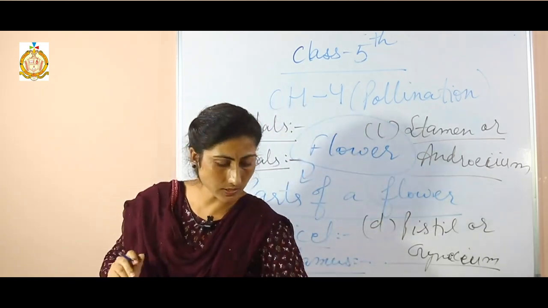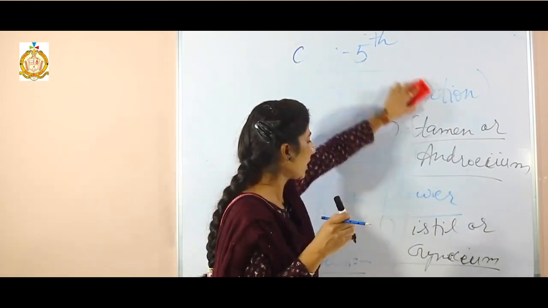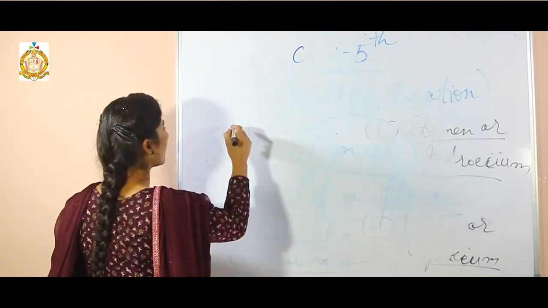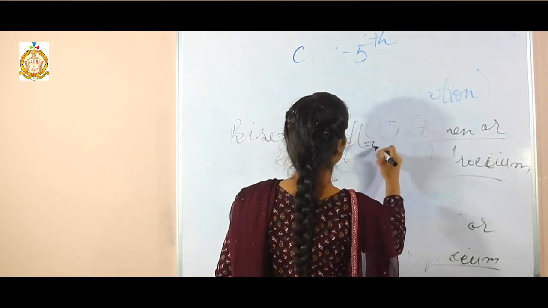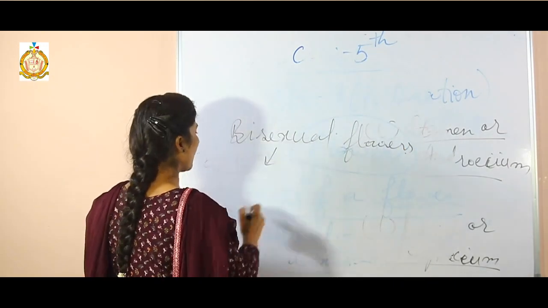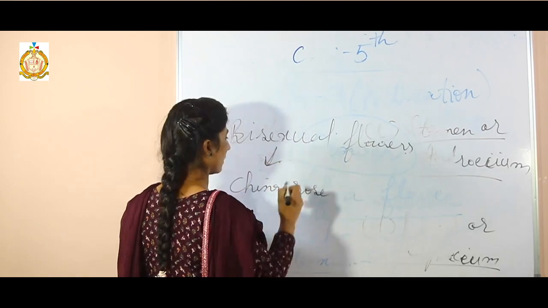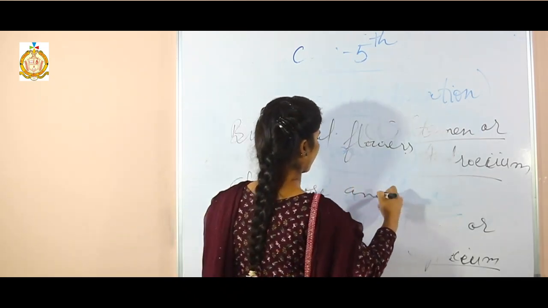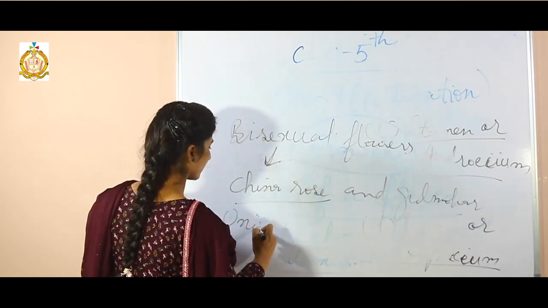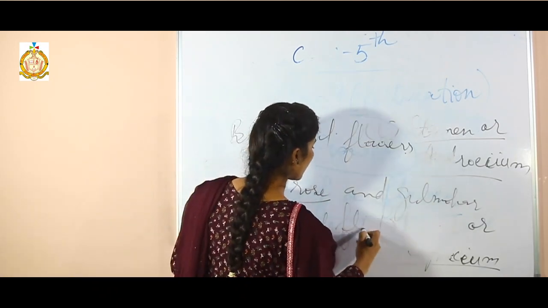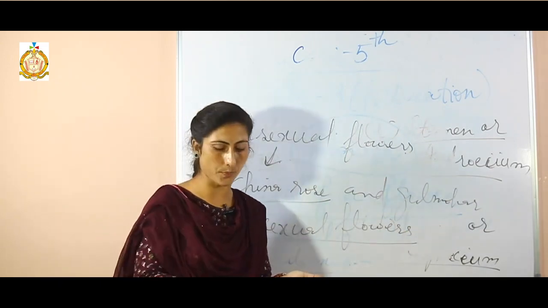Now the next topic is bisexual or unisexual flowers. Students, bisexual flowers have both male and female reproductive parts. Bisexual flowers, for example, flower of China rose and gulmohur. Then unisexual flowers. Unisexual flowers have only one part, either male or female reproductive part.